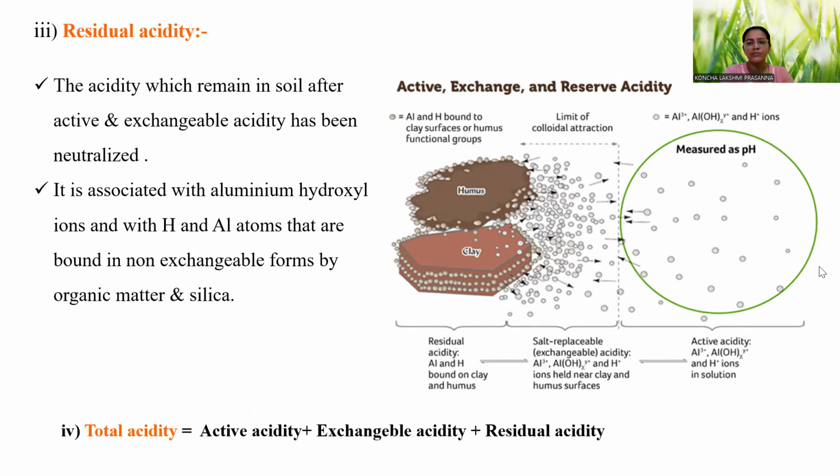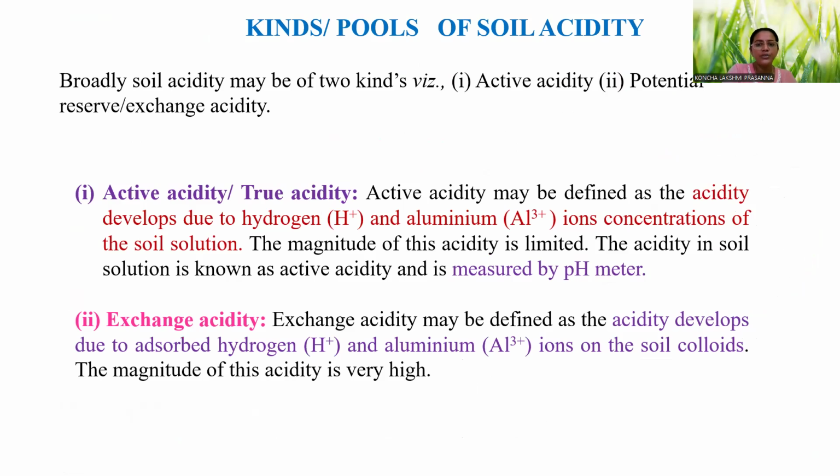Active acidity is the acidity due to the release of hydrogen and aluminum ions in dominant quantities. Mostly these hydrogen and aluminum ions are present in the soil solution. That is why it is known as the active acidity. The magnitude of this acidity is very limited. This type of acidity is measured by the pH meter.